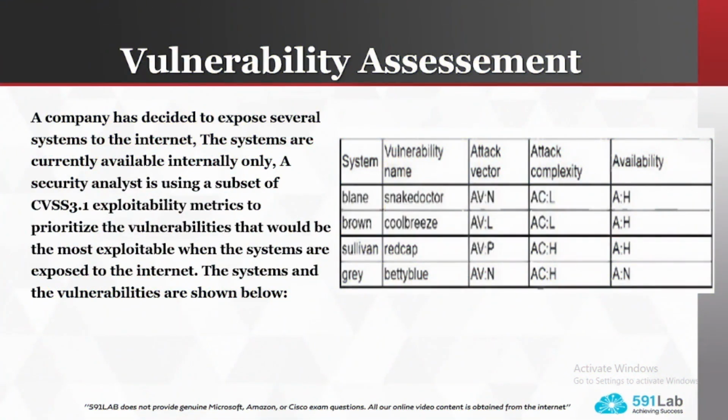Question number 4 is about vulnerability assessment. A company has decided to expose several systems to the internet. The systems are currently available internally only. A security analyst is using a subset of the Common Vulnerability Scoring System 3.1 exploitability metrics to prioritize the vulnerability that would be the most exploitable when the systems are exposed to the internet. The systems and vulnerabilities are shown below.